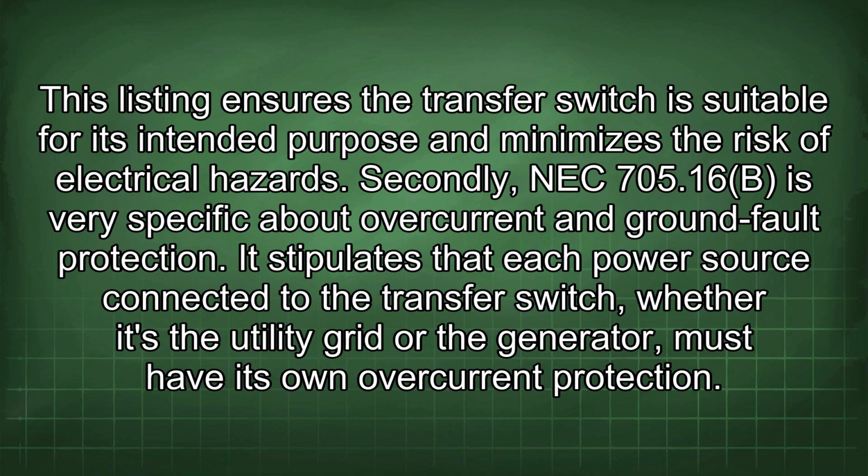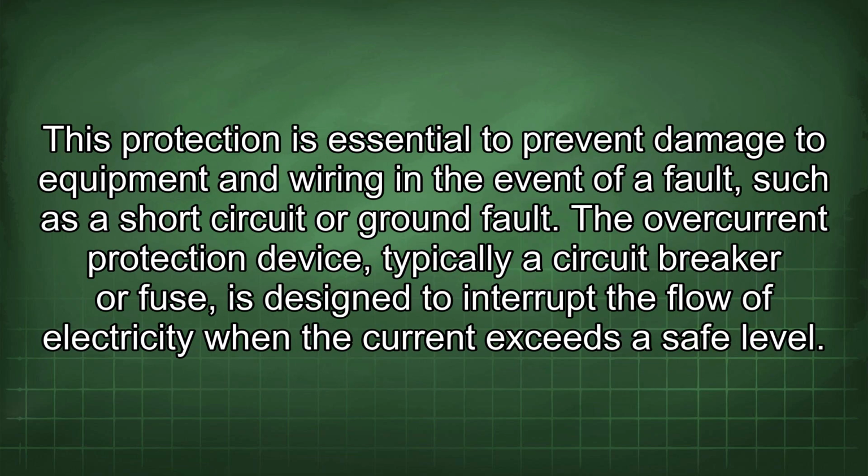Secondly, NEC 705.16b is very specific about overcurrent and ground fault protection. It stipulates that each power source connected to the transfer switch, whether it's the utility grid or the generator, must have its own overcurrent protection. This protection is essential to prevent damage to equipment and wiring in the event of a fault, such as a short circuit or ground fault. The overcurrent protection device, typically a circuit breaker or fuse, is designed to interrupt the flow of electricity when the current exceeds a safe level.